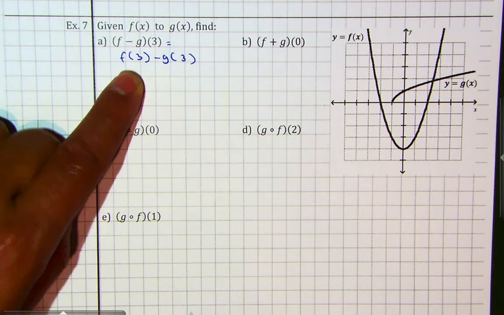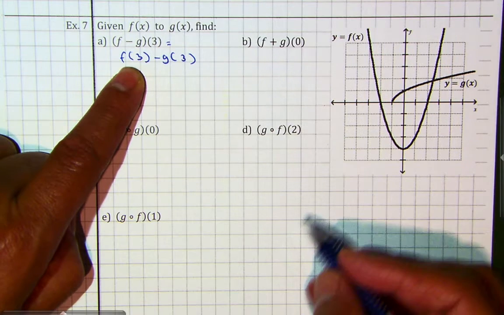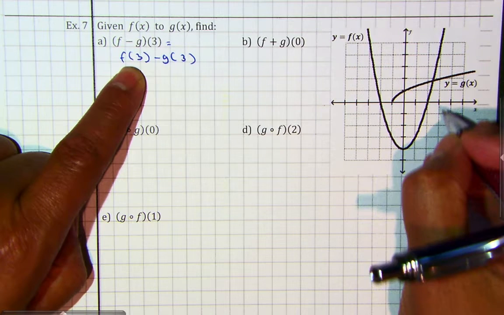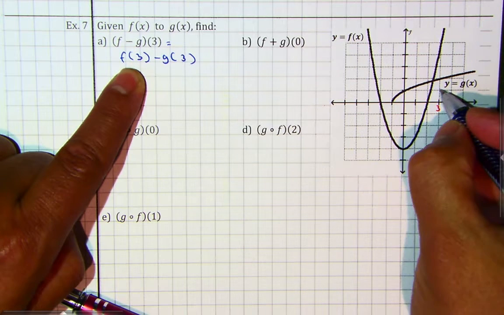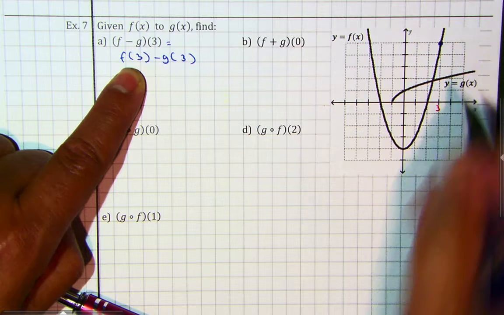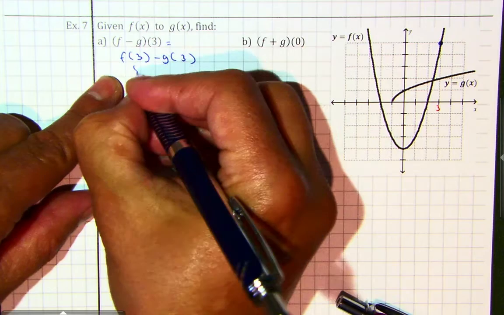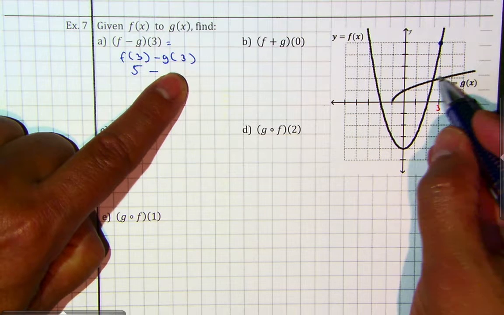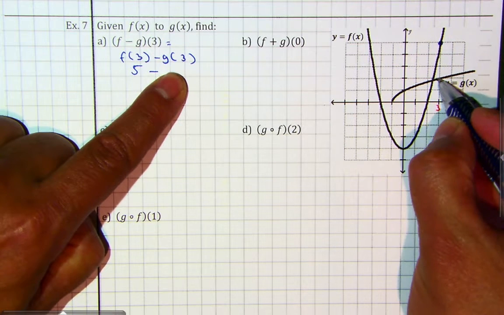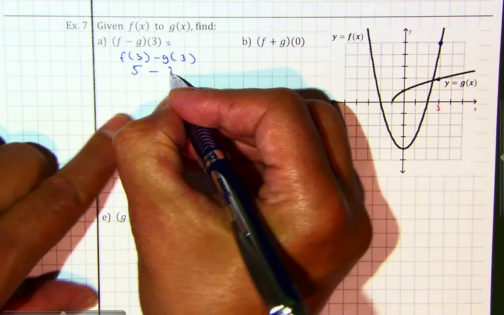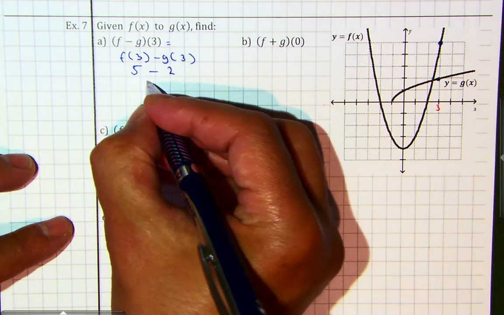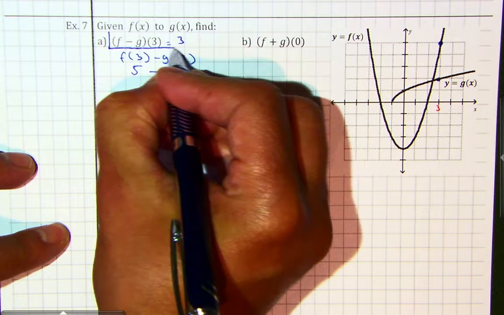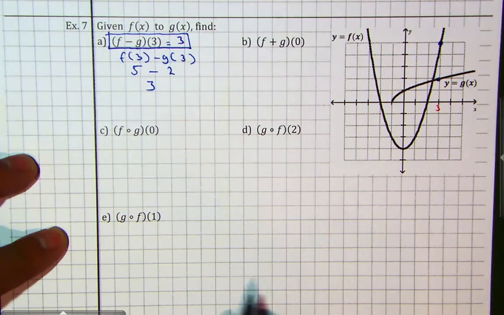So what's f of 3? This is your f function. So if you plug in a 3, you end up with 1, 2, 3, 4, 5 minus g of 3. This is your g function. If you plug in a 3, you end up with 2. So therefore that gives you 3. And make sure that you keep your original notation as part of your answer.